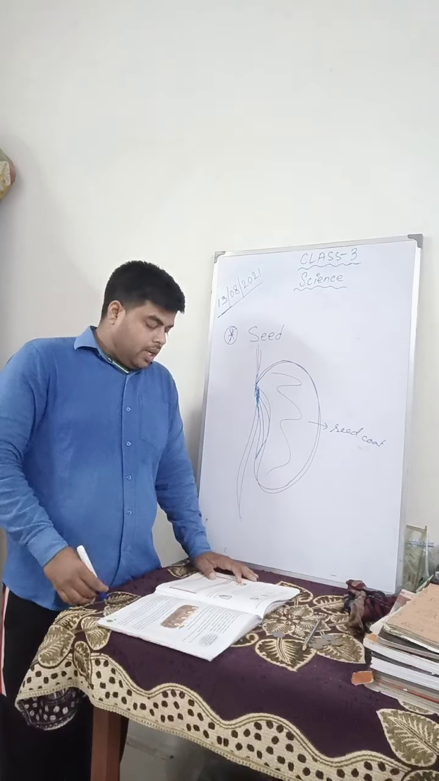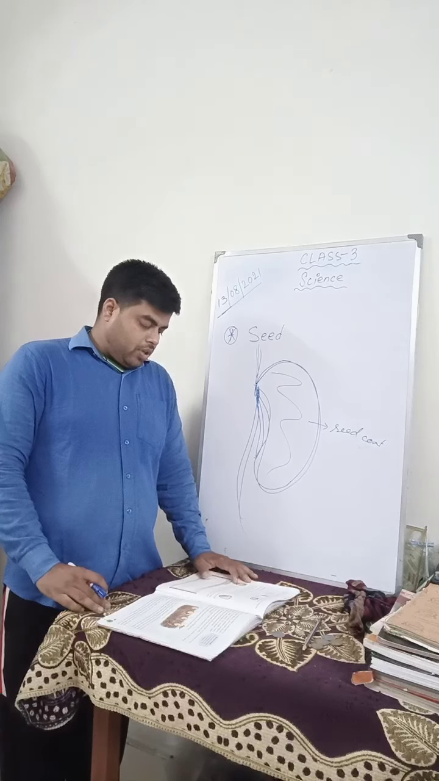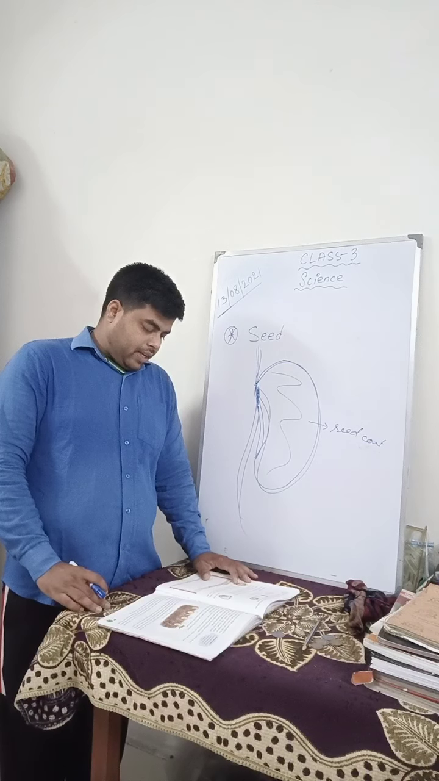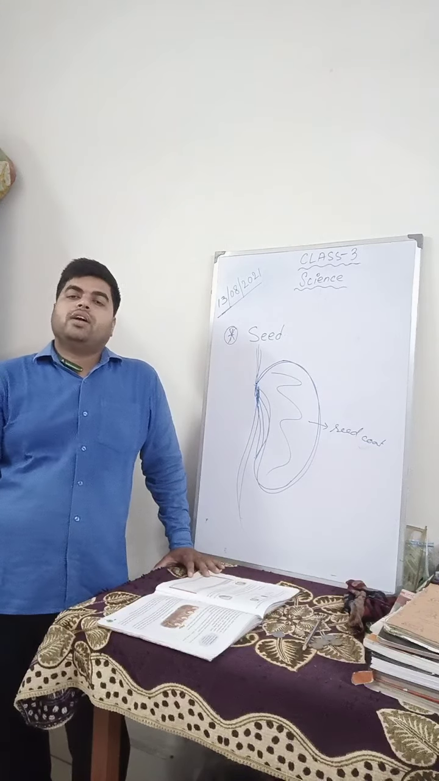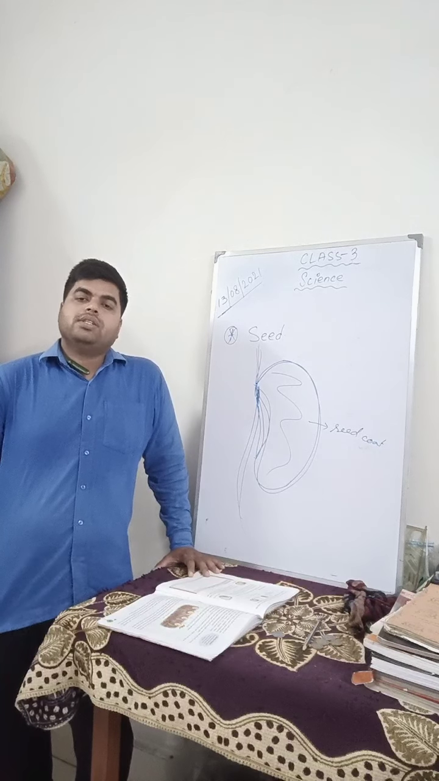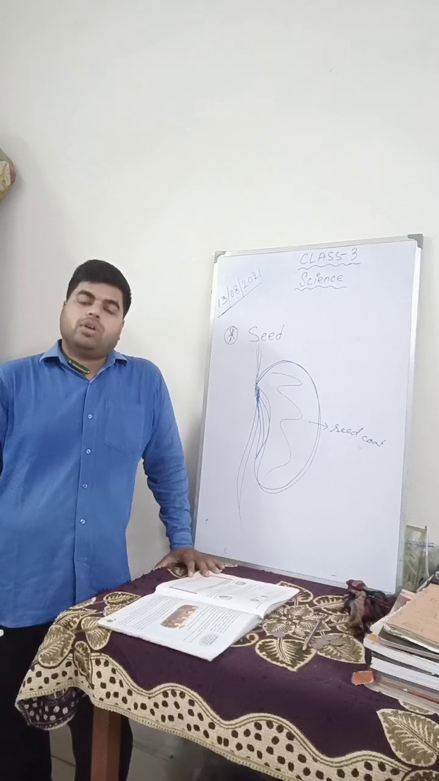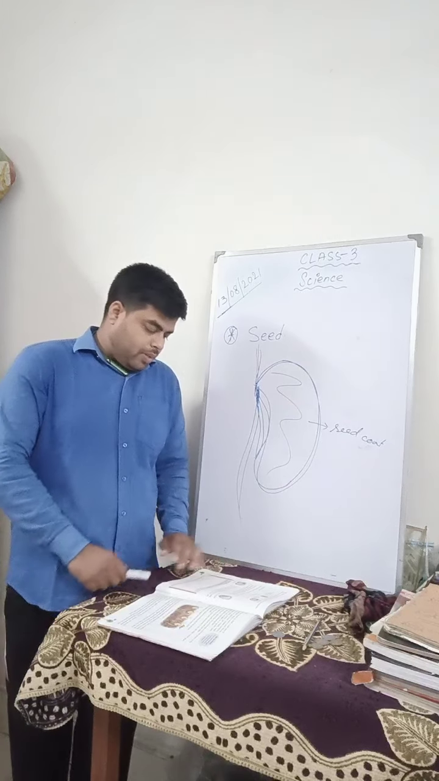So please children, learn the examples also of monocot seeds and dicot seeds. Remember, in the monocot seed there is only one cotyledon, and in the dicot seed there are two cotyledons. So by this we have come to the end of this.